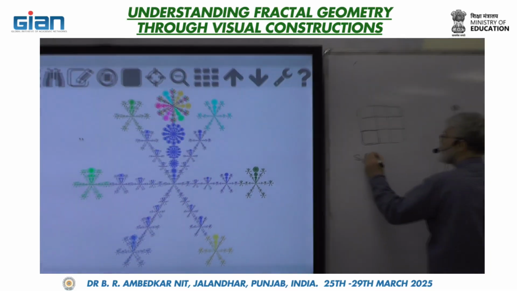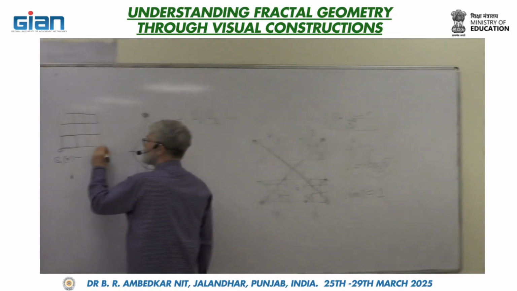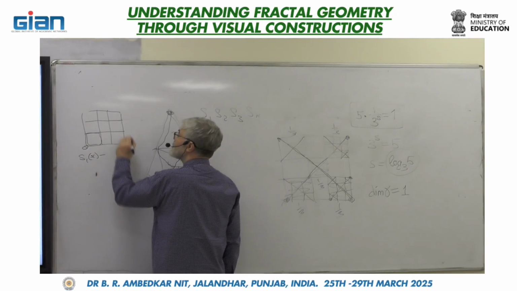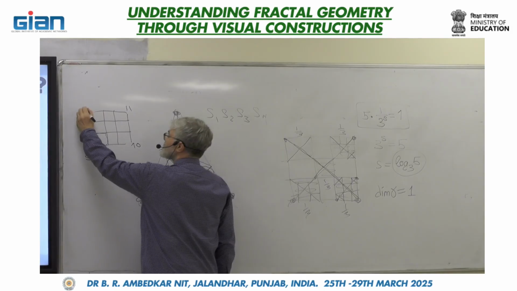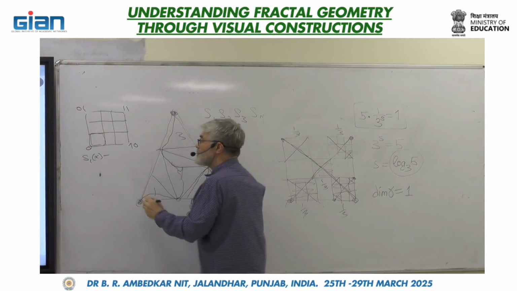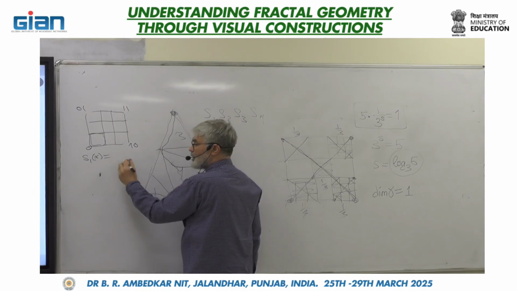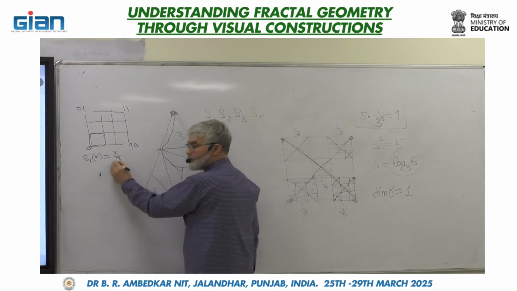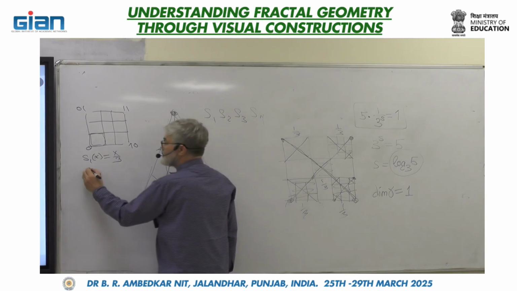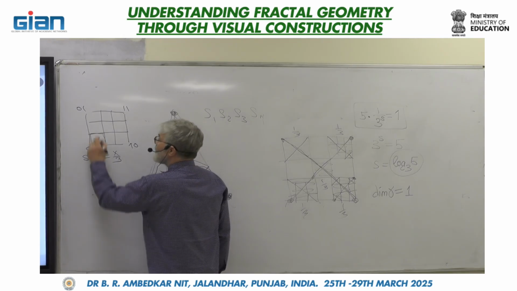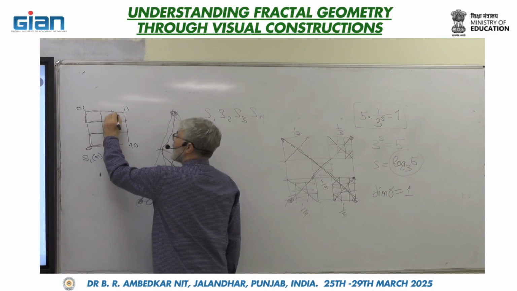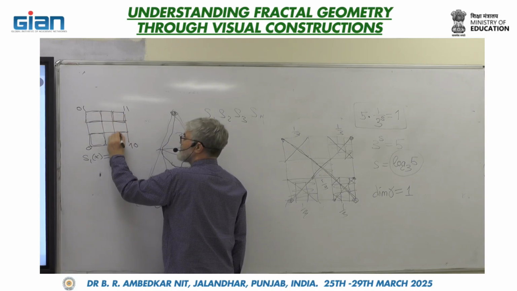of x. So if this is 0, this is 1, 0, and this is 1, 1, and this is 0, 1, yes? So S1 of x will be x divided by 3, right? And all the others will be obtained from this x divided by 3 by translation.